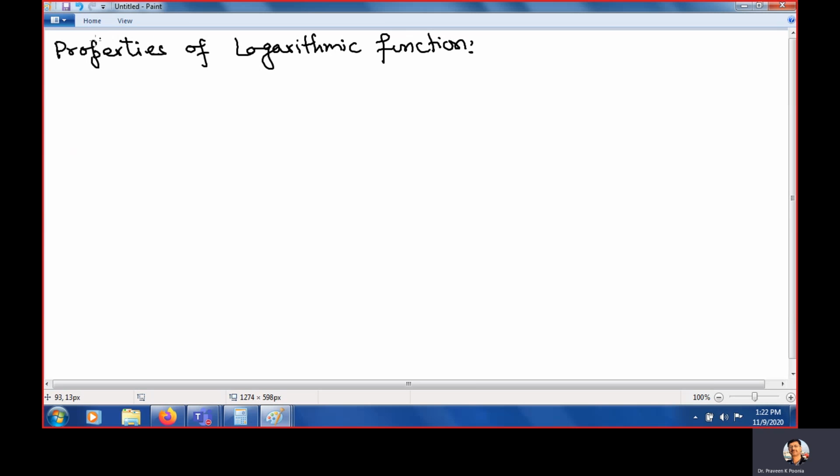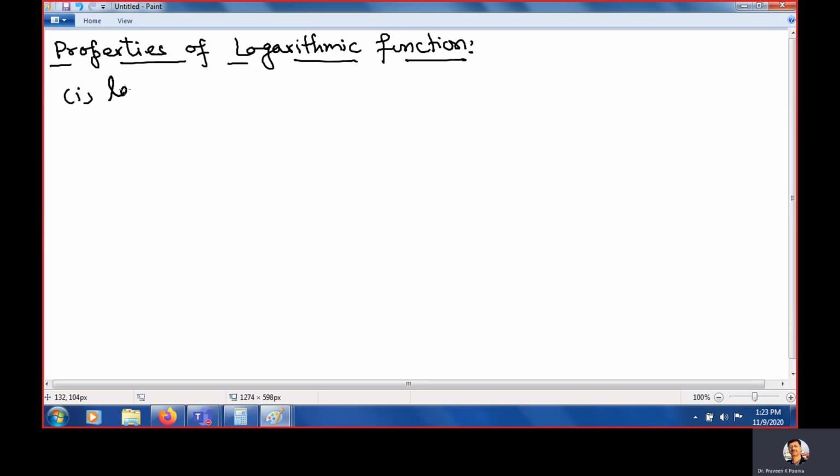Properties of logarithmic function. What are the properties of logarithmic function? Okay, let's see. Property number 1. Whatever property I am teaching you, it holds for all bases. You write base 2, base 3, base 10, base e. That means these properties are true for logarithm as well as natural logarithm. So in both cases it is true.